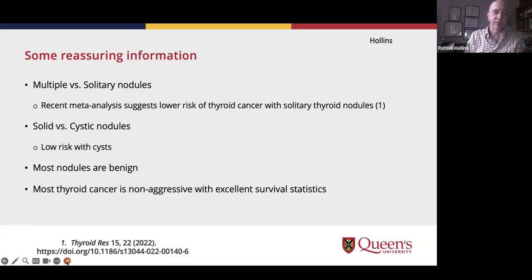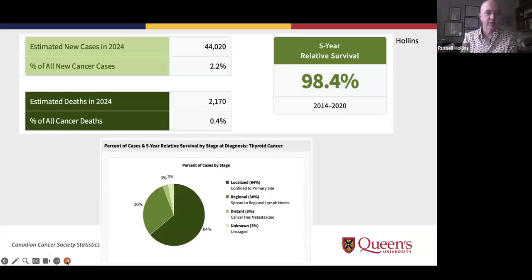There's probably some really rare exceptions to that. But you can generally be reassured if the thing is mostly fluid-filled, it's nothing to worry about. So overall, again, most nodules are benign, and most thyroid cancer is non-aggressive with excellent survival statistics. Let's go to the next slide.